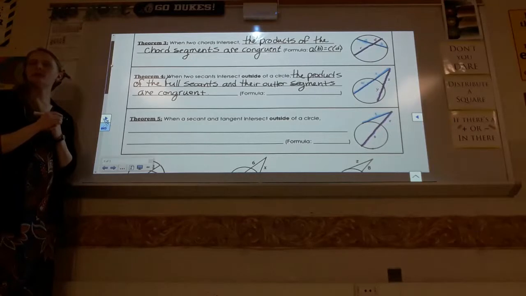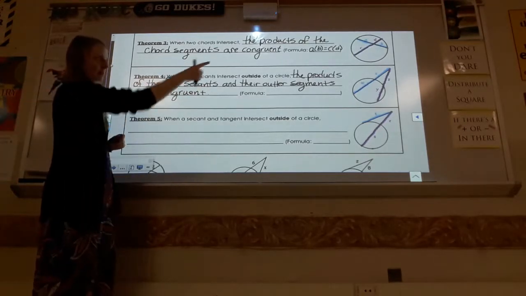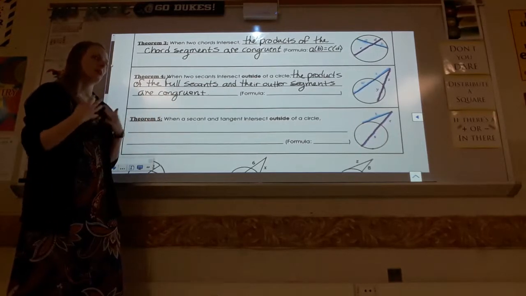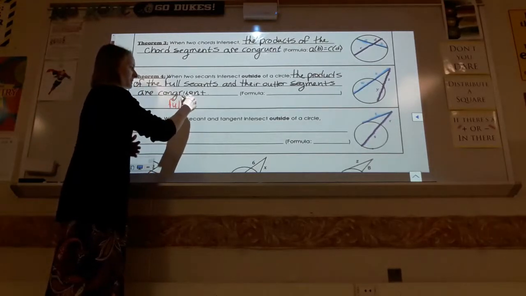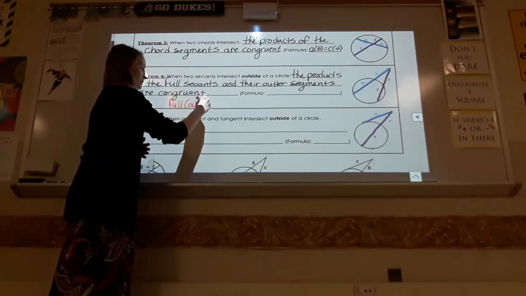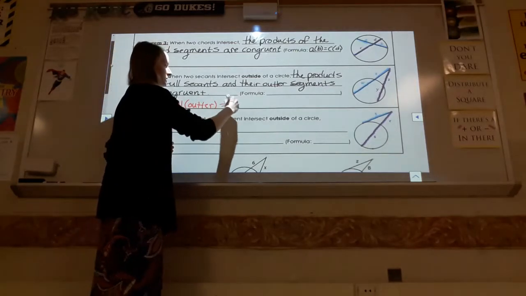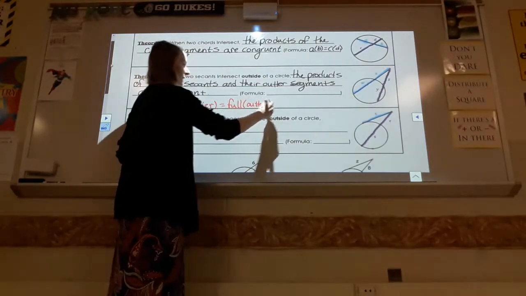I'm going to summarize all those words for you, and then I'll write it in a formula that matches that diagram here. When they're saying you're doing the products of the full secants and their outer segments, a way you can summarize that is by saying full times outer equals full times outer. And these are lengths.